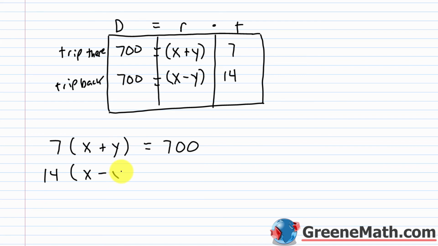So then minus y, and this equals 700. So I have a time times a rate, or a rate times a time gives me a distance. Same thing up here. I have a time times a rate that gives me a distance. So I have two equations and two unknowns. So let's go ahead and just solve this system.